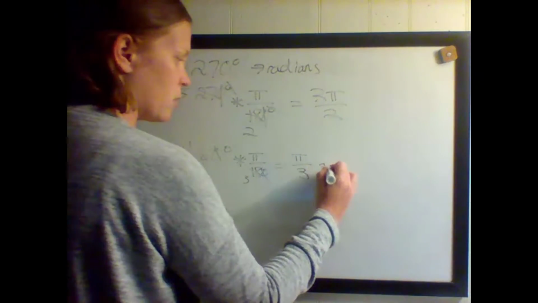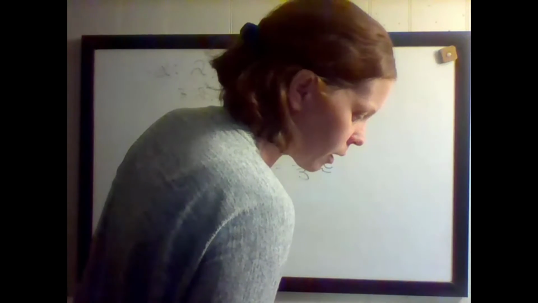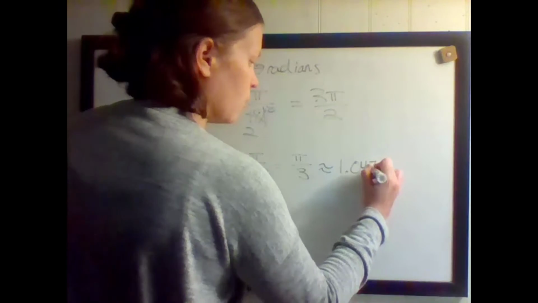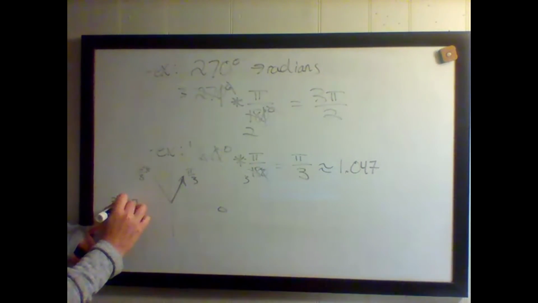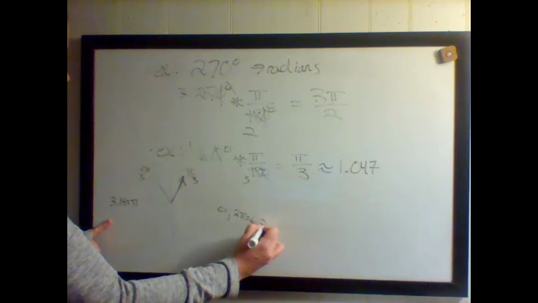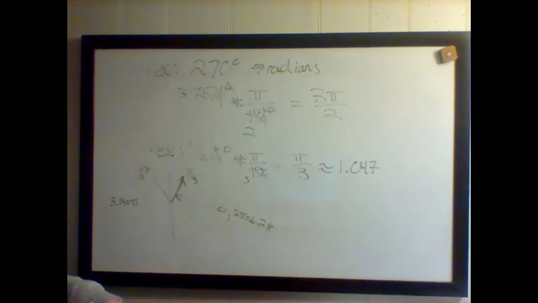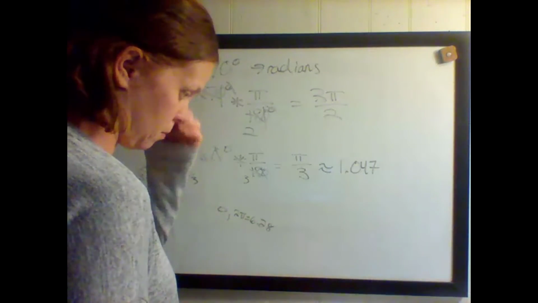Now I want to point out too, what would pi divided by 3 be about? It's going to be about 1.047. So this is kind of a reference again. Pi is 3.14, 2 pi is 6.28. So this is saying how far around the circle I am: 1.047 around the circle versus 6.28 being the full time around.